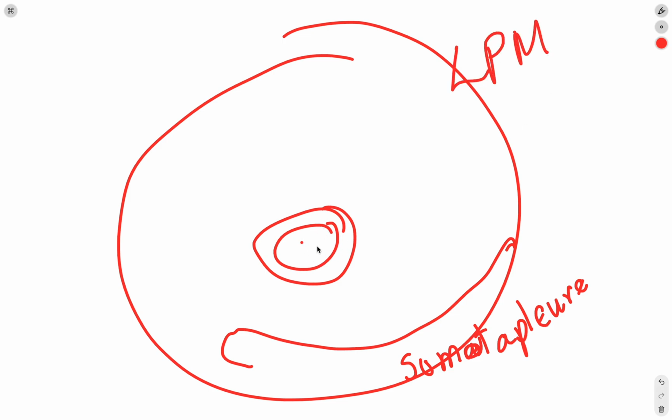Then this lining, this has a funny name too. It's called the splanchnopleura.